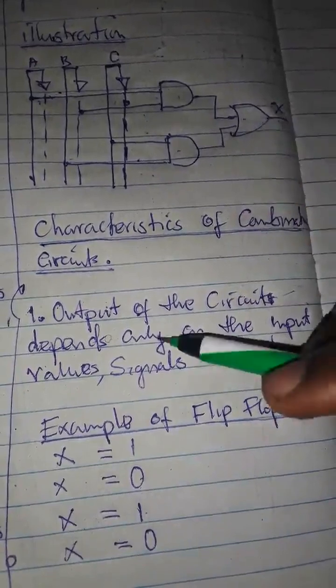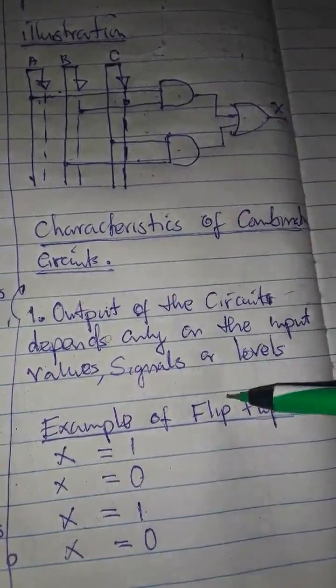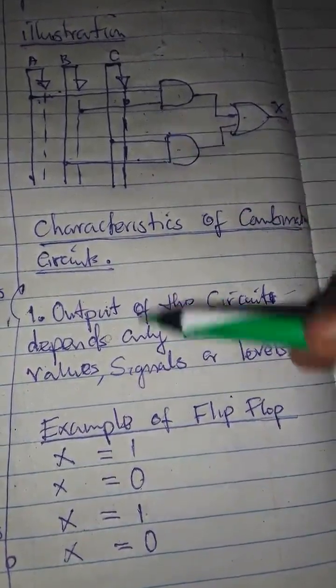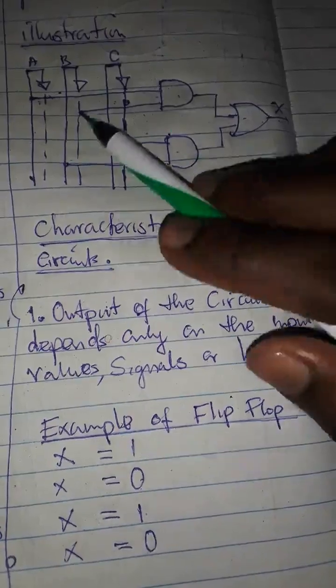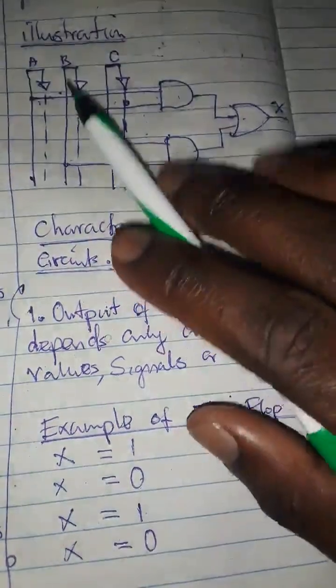But that is not the case with combinational circuits. In a combinational circuit, if the first result that you got was 1, the circuit forgets all the calculation it did, it resets.